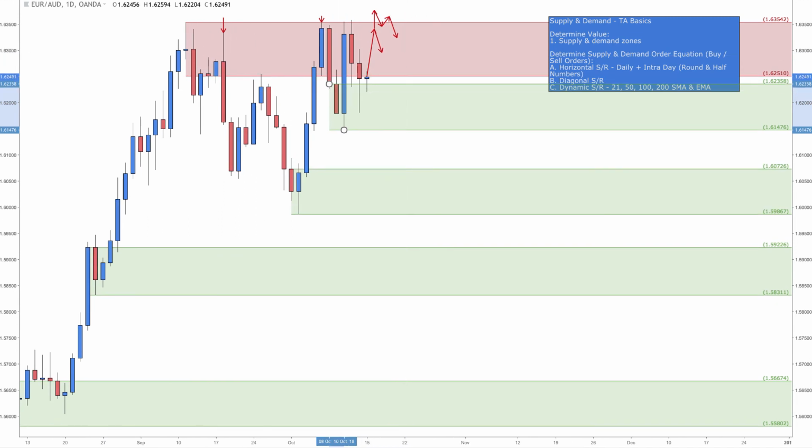So if you do want to get long, that's going to be a deeper pullback before looking to get long. That would definitely be the best area to look to get long on the euro.